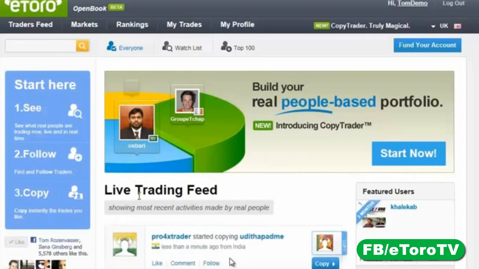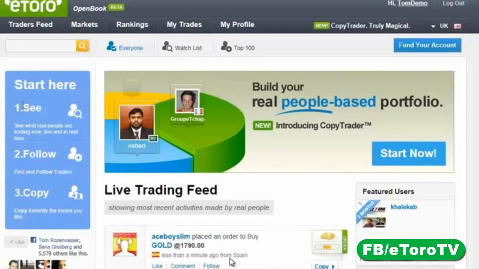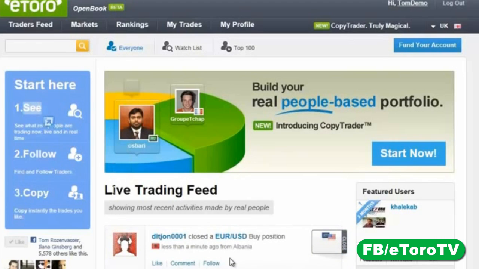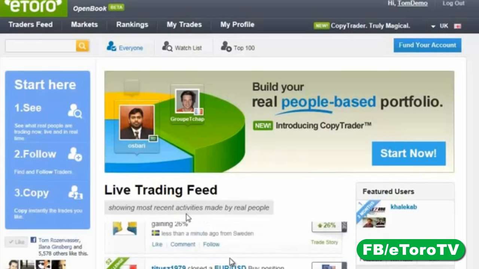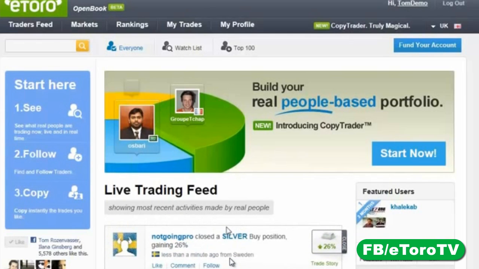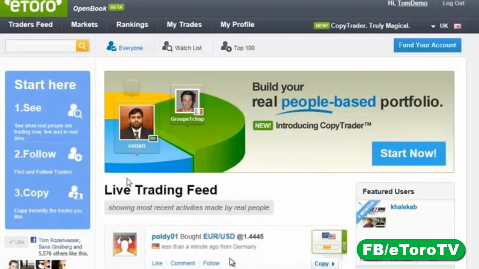Let's continue. So what can we see, as I said in the beginning, see? What we're seeing here is a live trading feed, all showing most recent activities made by real people. That's pretty much self-explanatory. That means that all the positions that are open in eToro are shown here.